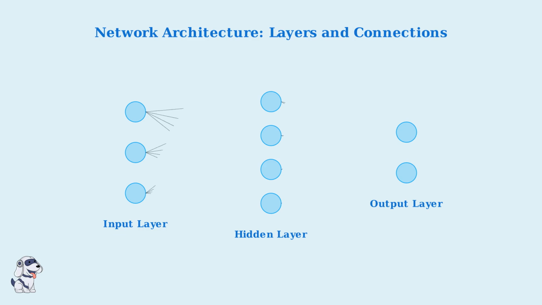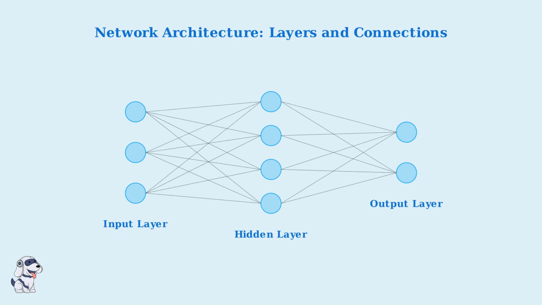In a fully connected network, every neuron in one layer connects to every neuron in the next layer. This creates a dense web of connections that allows information to flow between all neurons. Information flows in one direction through a feed-forward network, from input to output.